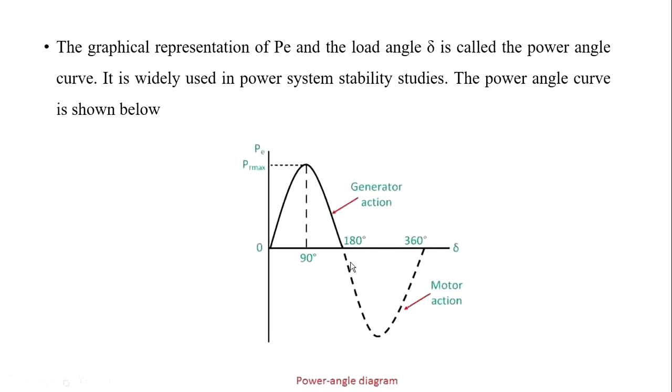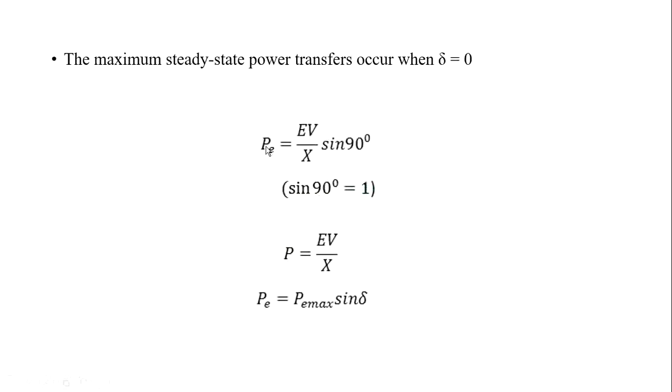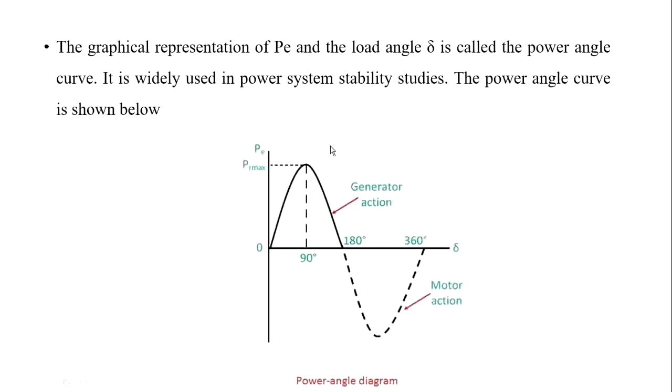Now, if we draw this power versus load angle delta, then we will obtain a curve like this, because the active power transferred is EV by X sine delta. So it is a function of sine, so we will get a sine wave. This is the curve for power transfer. So this is the graphical representation of PE and the load angle delta, and this curve is called the load angle curve. This load angle curve is widely used in power system stability study. It gives the variation of active power with respect to the load angle delta.